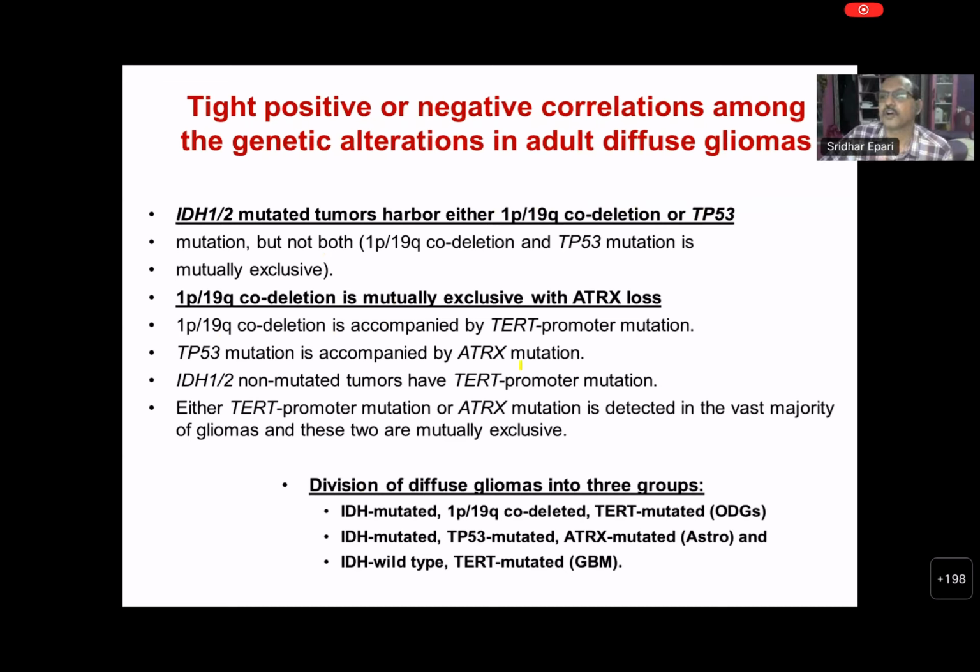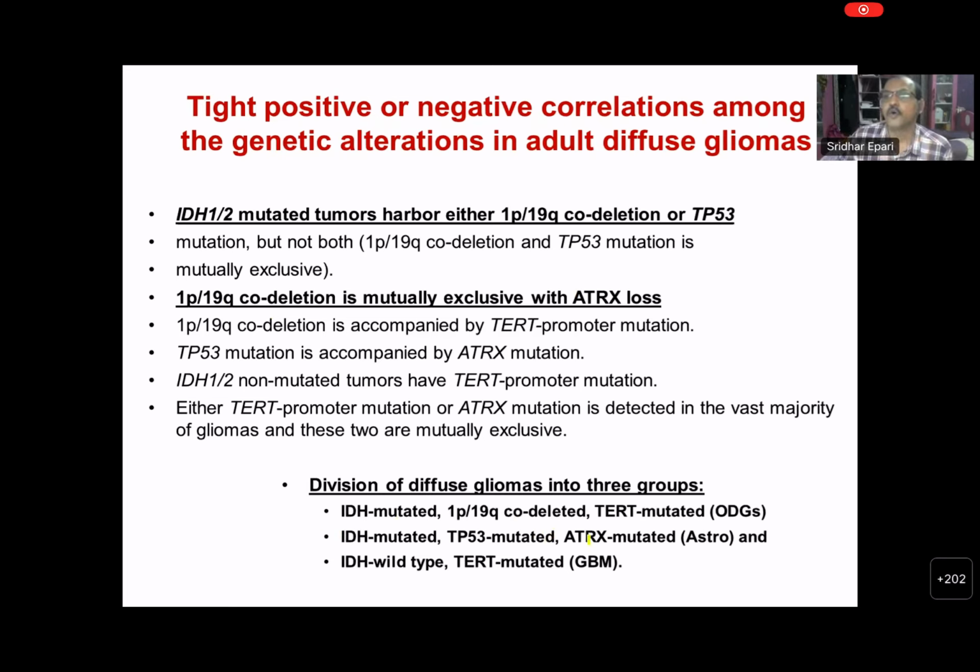If you have an ATRX loss and you have doubtful morphology, and you're not able to distinguish between astrocytic or oligo, ATRX loss tells you that it's an astrocytic tumor. So you don't have to do 1p19q testing. You need to understand these three. Broadly, diffuse gliomas are in three different groups. One group is IDH mutant, the other is IDH wild type. If it is IDH mutant, you need to distinguish whether it's a 1p19q co-deleted oligodendroglioma or an ATRX mutant or P53 mutant astrocytic tumor.